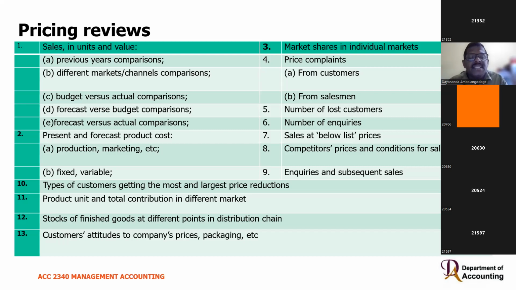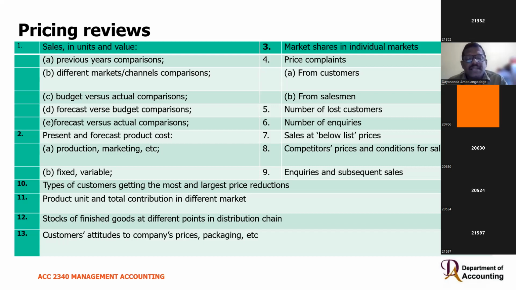Types of customers getting the most and largest price reduction. Who are getting the reduction, discount? Are they unusual customers, usual customers, large purchase items? You need to look at who is getting price discounts. Product unit and total contribution in different markets. Which market is performing well? Which market is performing badly?